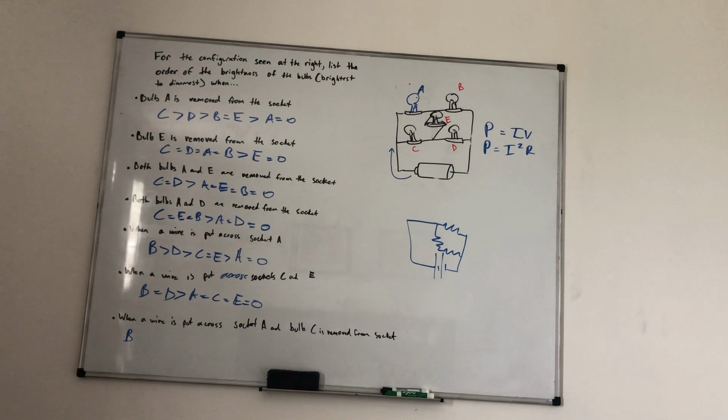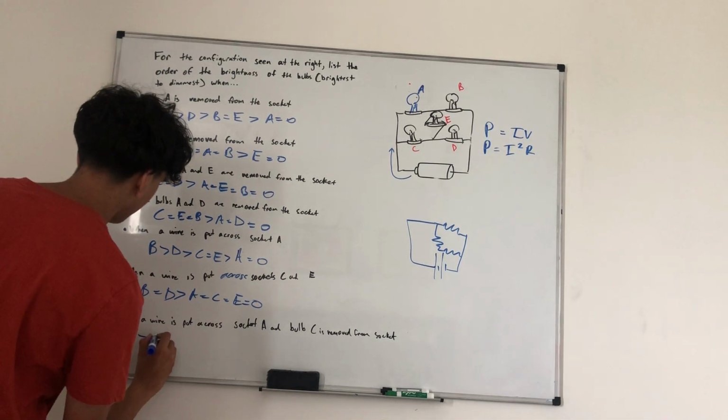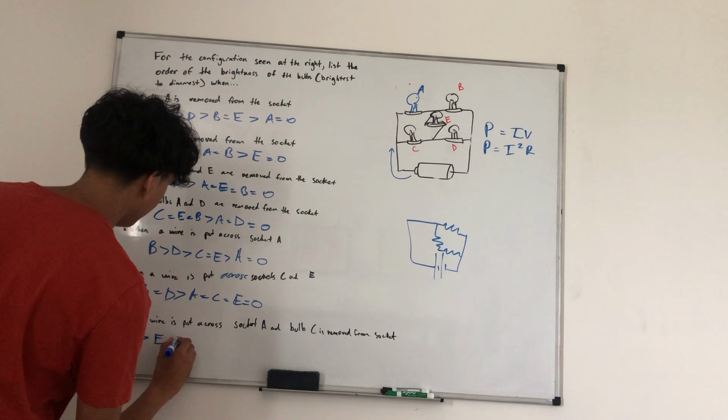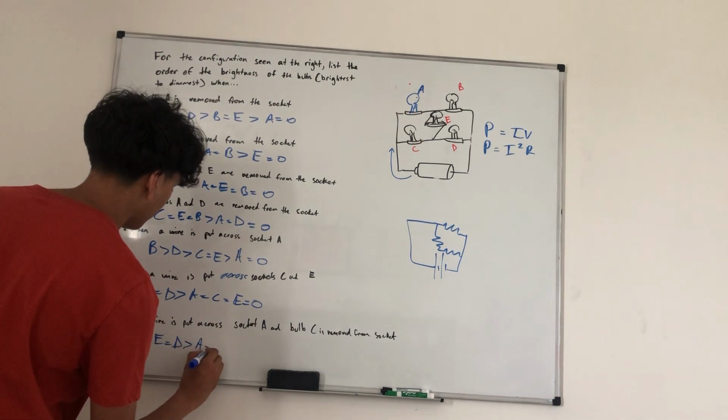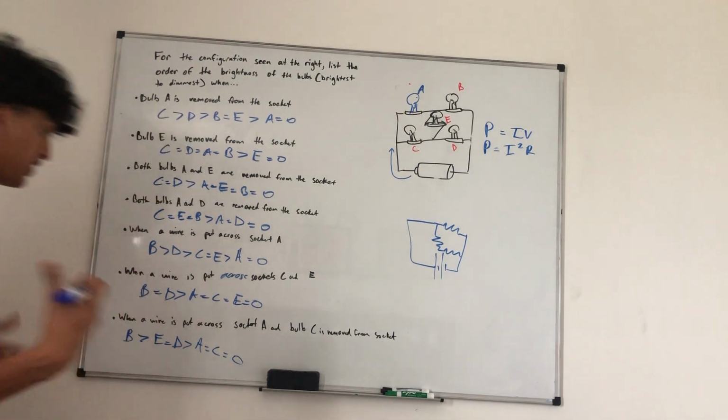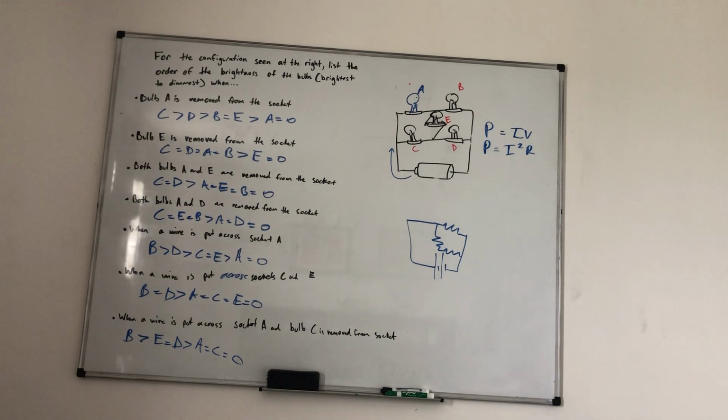Which is going to be greater than E, which is going to be equal to D, which is going to be greater than A and C, which are both equal to 0. So yeah, that was the problem.